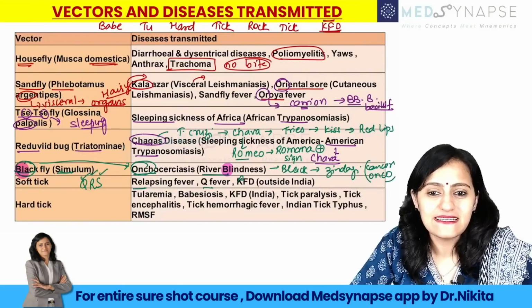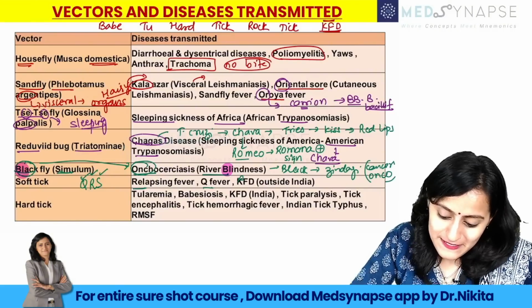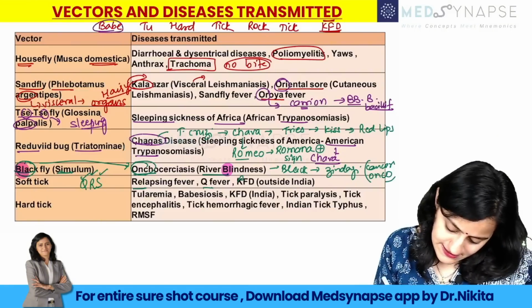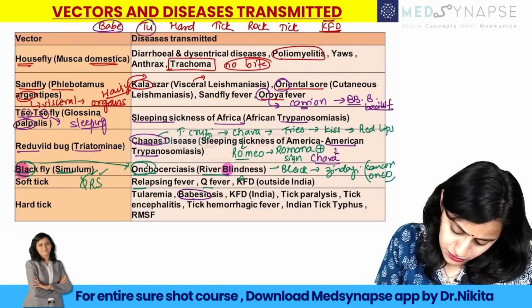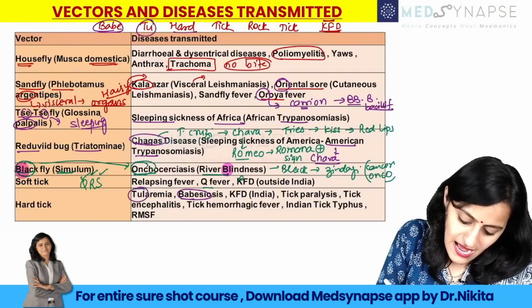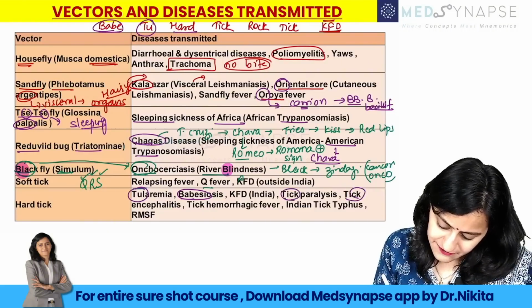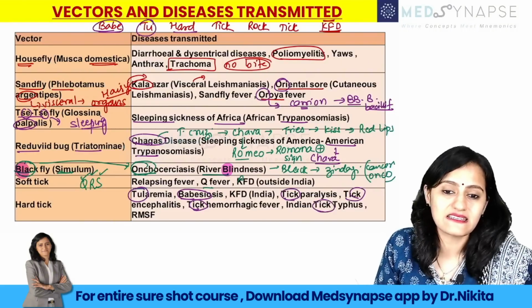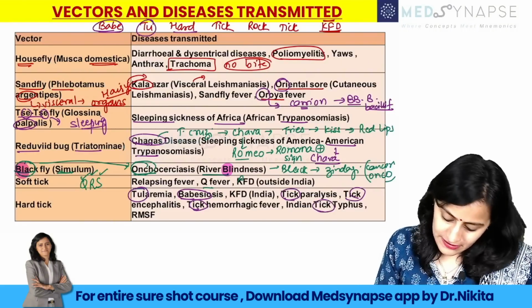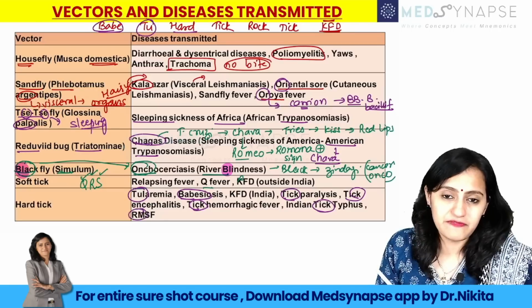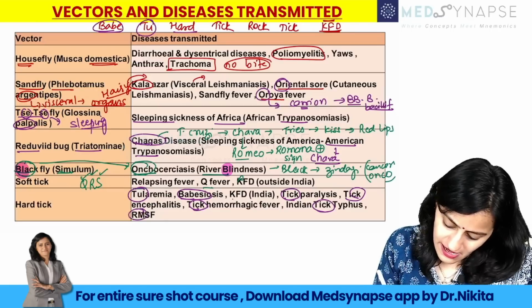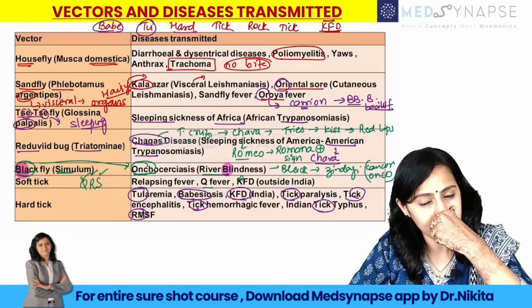And the baby says, ये क्या फालतू rap लगाया है? Okay, so remember that baby is babesiosis. 2 is tularemia. Hard tick. Okay, tick wali sab: tick paralysis, tick encephalitis, tick hemorrhagic fever, Indian tick typhus, sab tick, tick, tick. Rock is the Rocky Mountain spotted fever. Then the baby says, kya faltu? That is KFD.